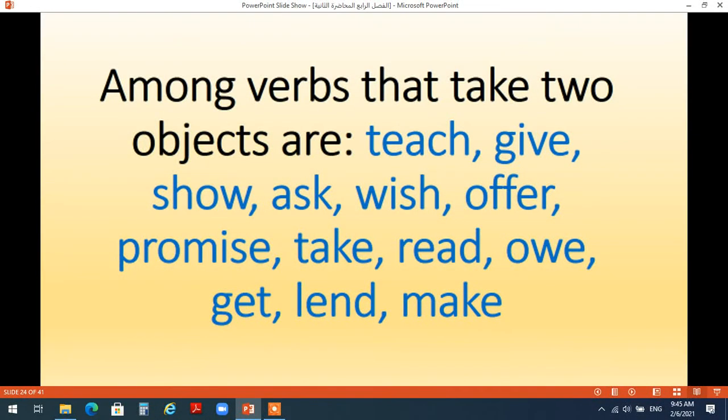Among verbs that take two objects are teach, give, show, ask, wish, offer, promise, take, read, owe, get, lend and make. هذه قسم من الأفعال التي عادة تحتاج إلى وجود مفعولين في الجملة، ولكن طبعا ينبغي أن نرى الفعل وهو يستخدم في داخل الجملة كي نقرر إن كان الفعل monotransitive, diatransitive or complex transitive.